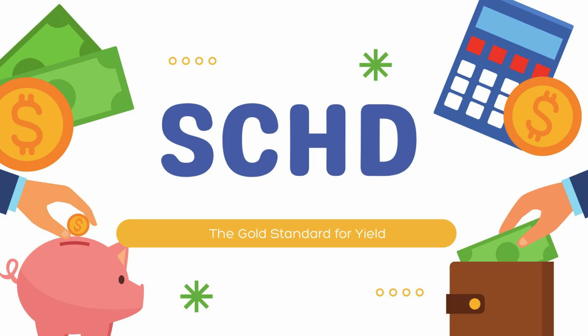The value trap risk. While Schwab's filters are good, they aren't perfect. Sometimes a company has a high yield because its stock price is crashing due to a dying business model, either traditional cable TV or declining retail. The annual reconstitution in March helps clean these out, but you may hold losers for a few months before they are removed.